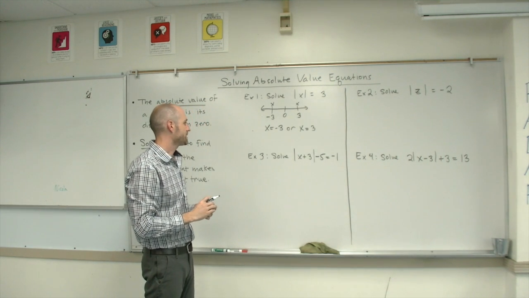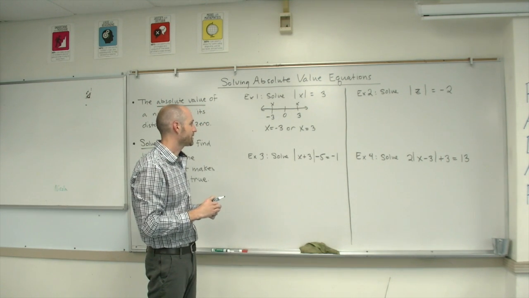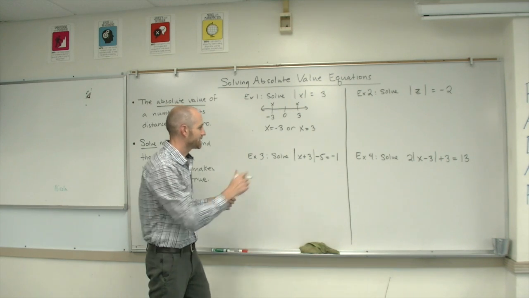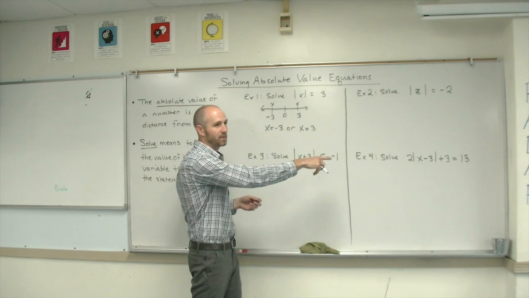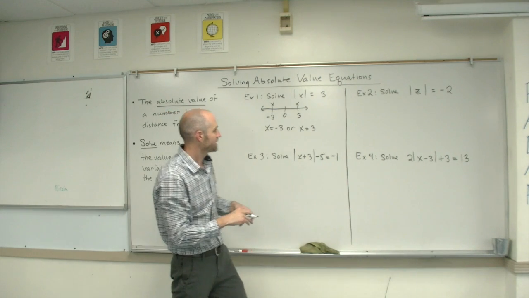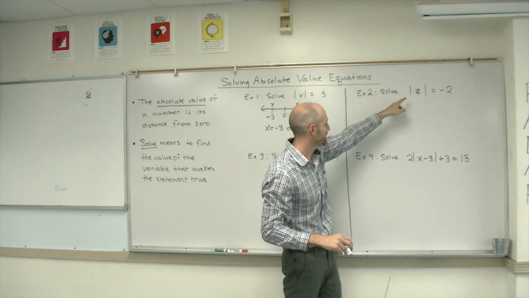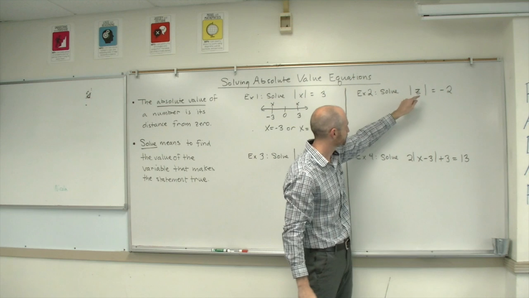Okay, so let's start complicating things a bit more. You can see what we're working towards, these more complicated statements. Okay, let's have a look at example 2. Solve, so find the value of the variable that makes the statement true.